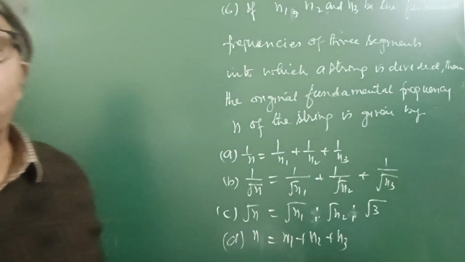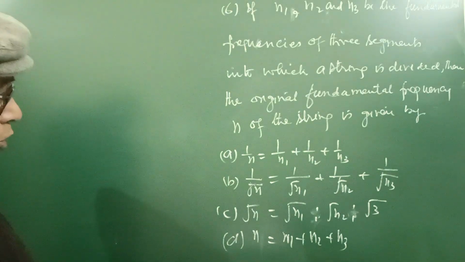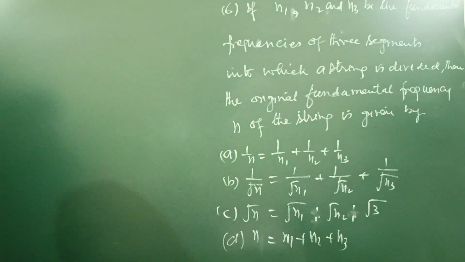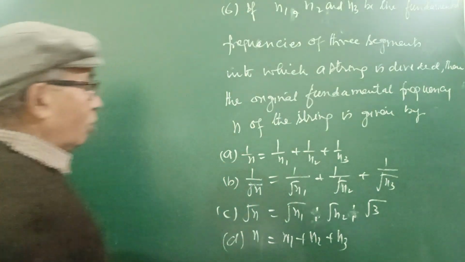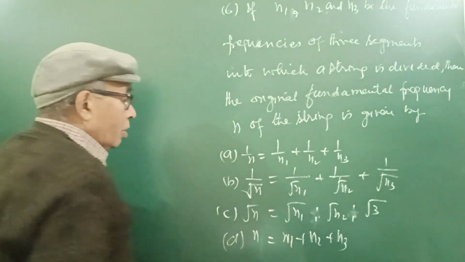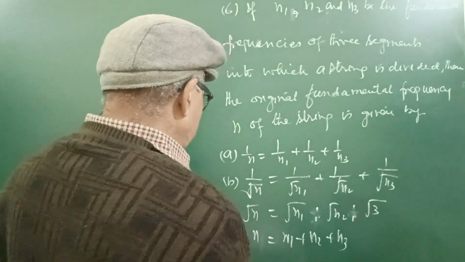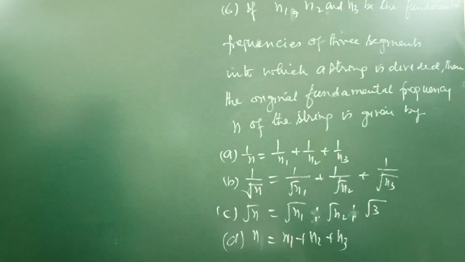Well, dear friend, there is another question here. If N1, N2, N3 are the fundamental frequencies of three segments into which a string is divided, then its original fundamental frequency N of the string is given by these options: A, 1/N = 1/N1 + 1/N2 + 1/N3. B, 1/√N = 1/√N1 + 1/√N2 + 1/√N3. C, √N = √N1 + √N2 + √N3. And D, N = N1 + N2 + N3.